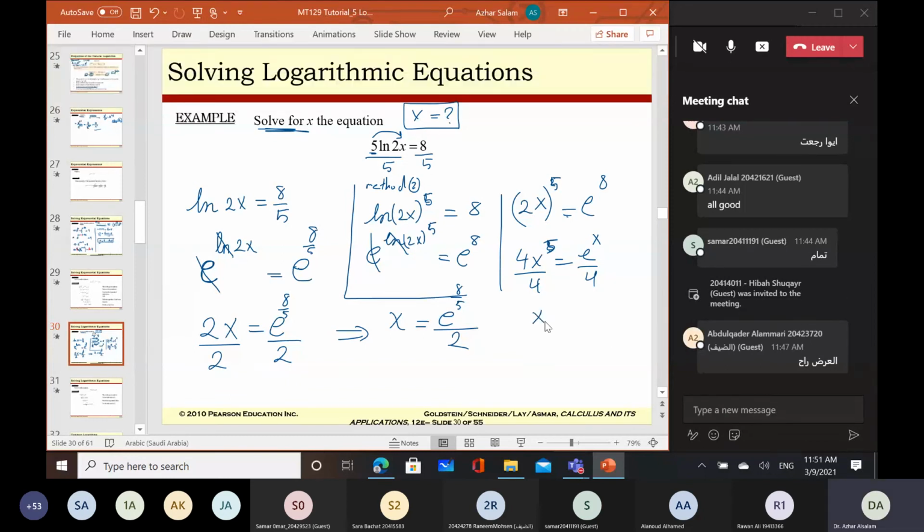I have here x to the power 5 equals e to the power 8 divided by 4. I will take the fifth root of x, and it will be e to the power 1 over 5. Again, this is 8 and this is 8. It will be e to the power 8 by 5 divided by the fifth root of 4.